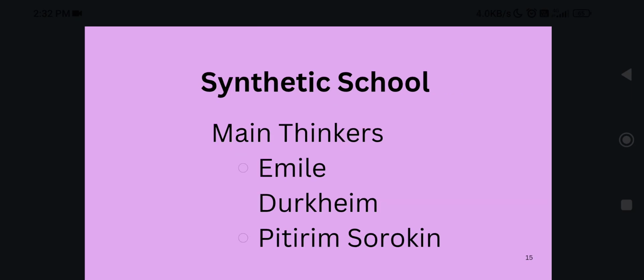The synthetic school believes that sociology should study society as a whole. Important scholars associated with this view include Emile Durkheim and Pitirim Sorokin. According to them, society is complex and different aspects of social life are interconnected. Therefore, sociology should study family, religion, economy, politics, education, and culture together. This broader approach is widely accepted today.